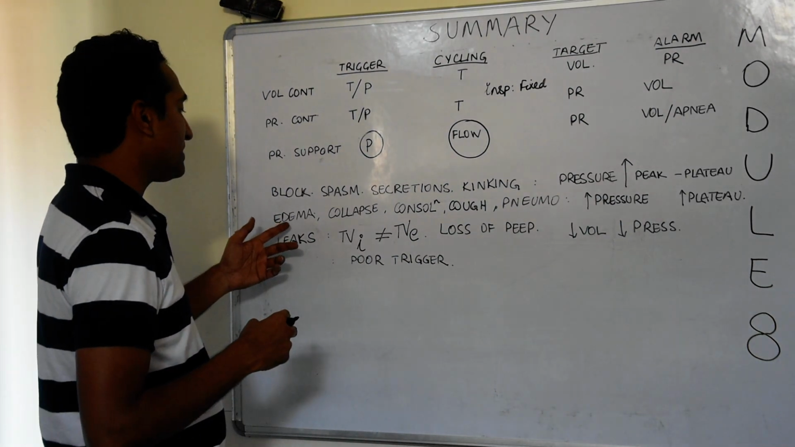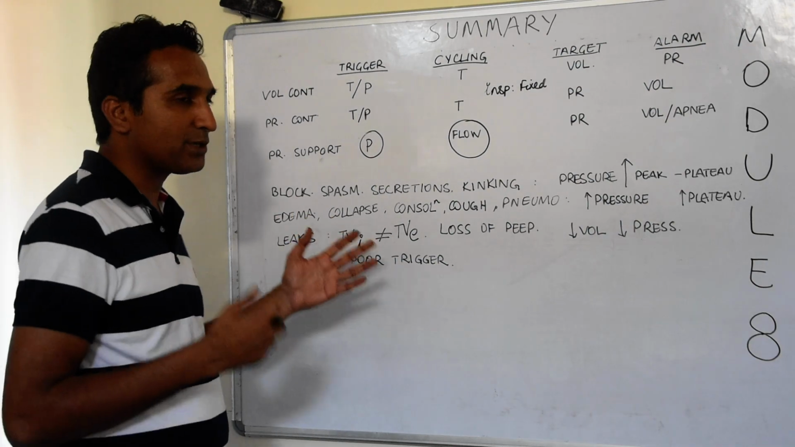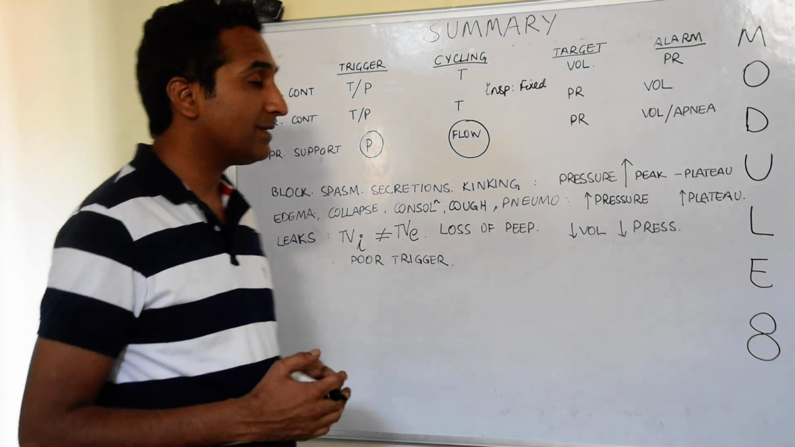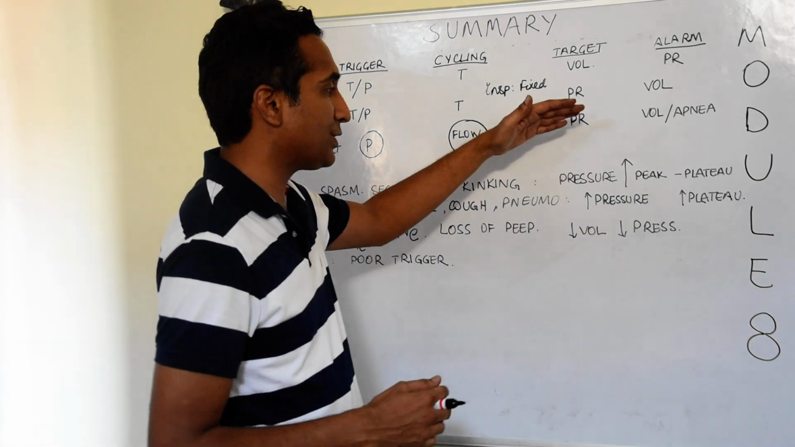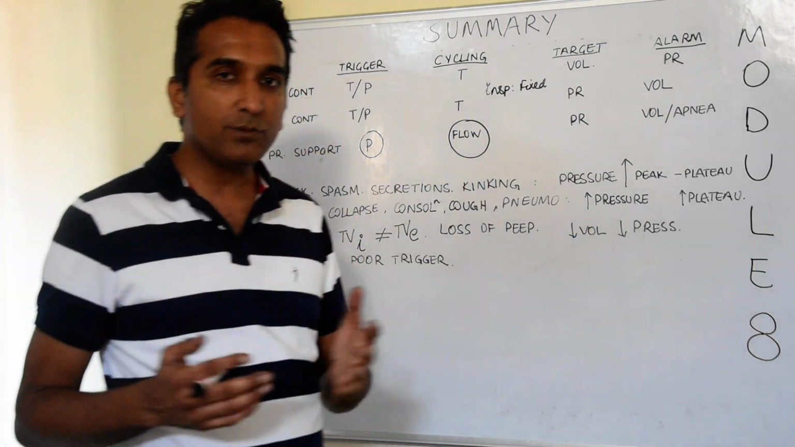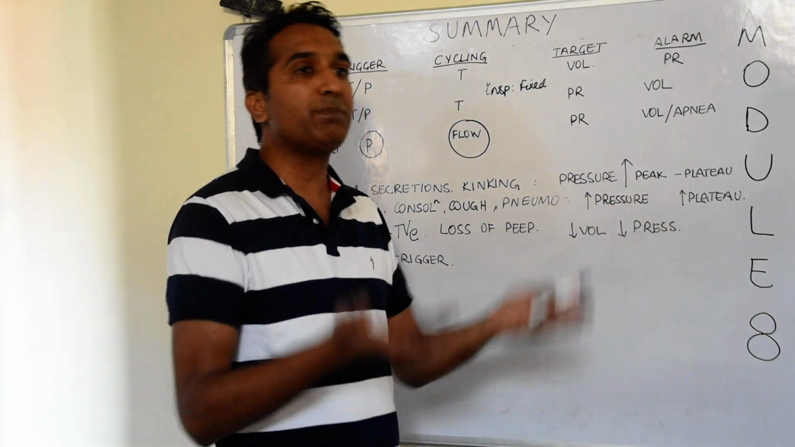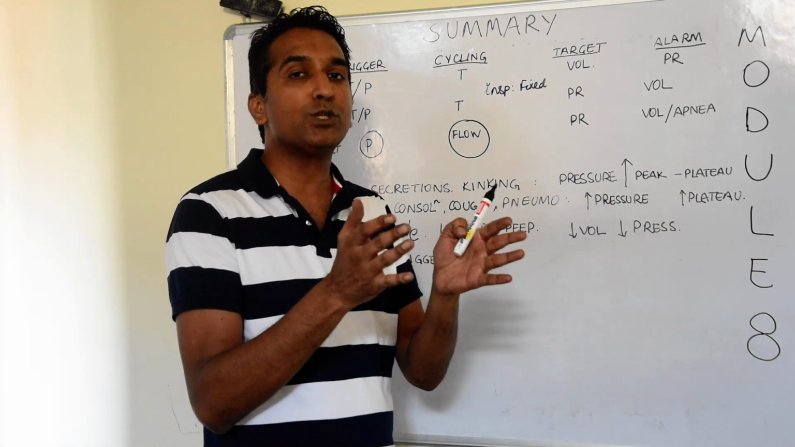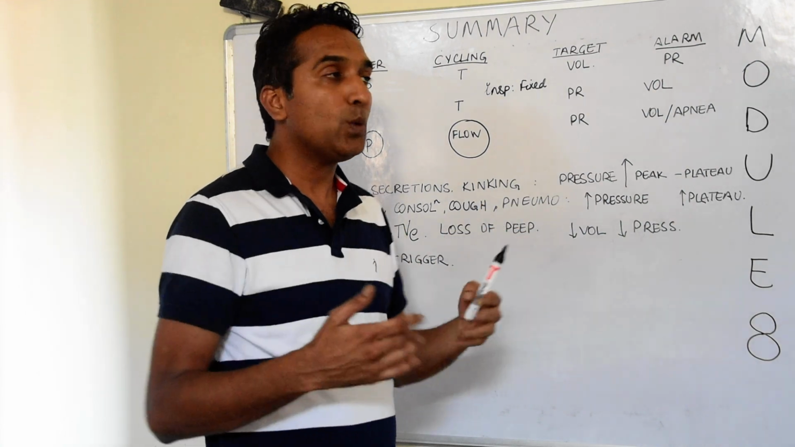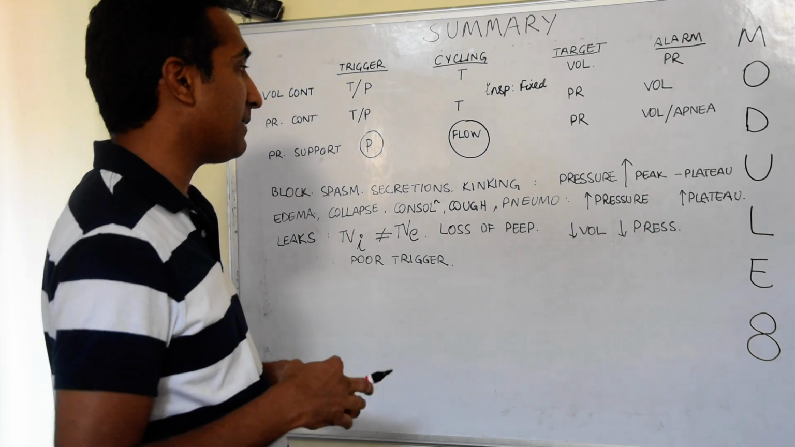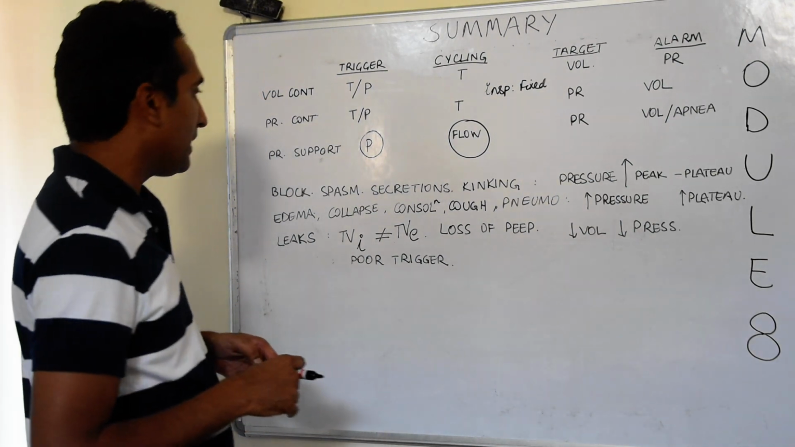On the other hand, if the patient has pulmonary edema, a collapse, consolidation, coughs in between, or there is a pneumothorax, then there will be a sudden rise in the pressures. And if the patient is on a volume control mode, we can check the peak and the plateau, and we will see that both the peak and the plateau have increased. The difference between the two has not increased much, which tells us that something is happening at the level of the parenchyma of the lungs.